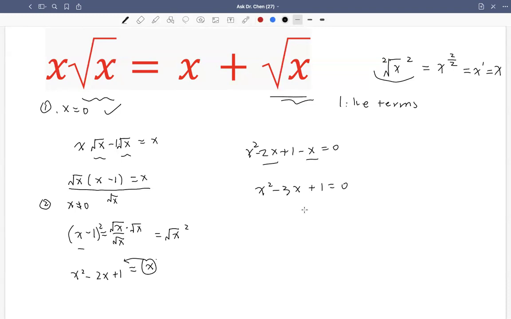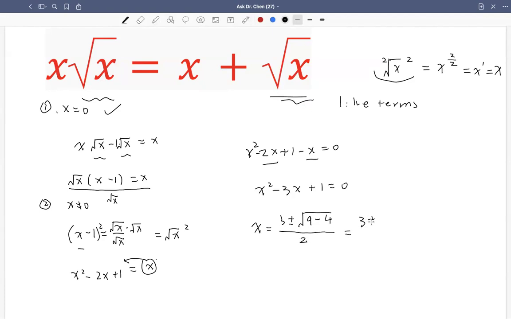We won't be able to factor this. Let's use the quadratic formula. The quadratic formula is negative b. b is the number before x, negative 3, that's positive 3, plus or minus the square root of b squared, negative 3 squared, 9, minus 4 times a times c. a is 1, the number before x squared. c is the constant number, which is also 1. 4 times 1 times 1 is still 4. Then divided by 2a. Well, a is 1, so 2 times 1 is 2.